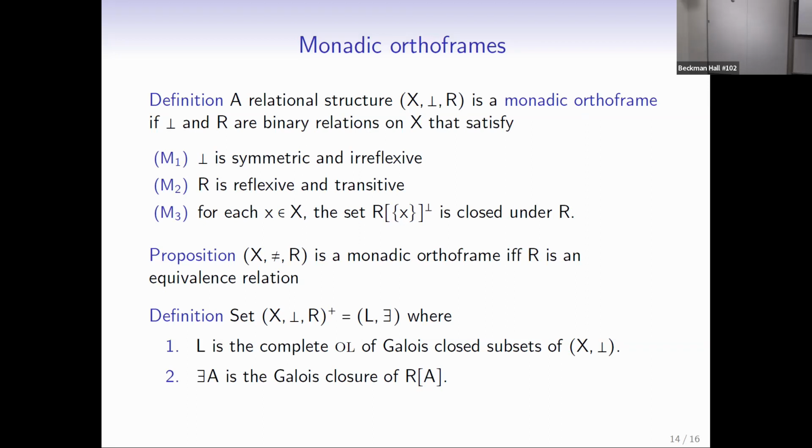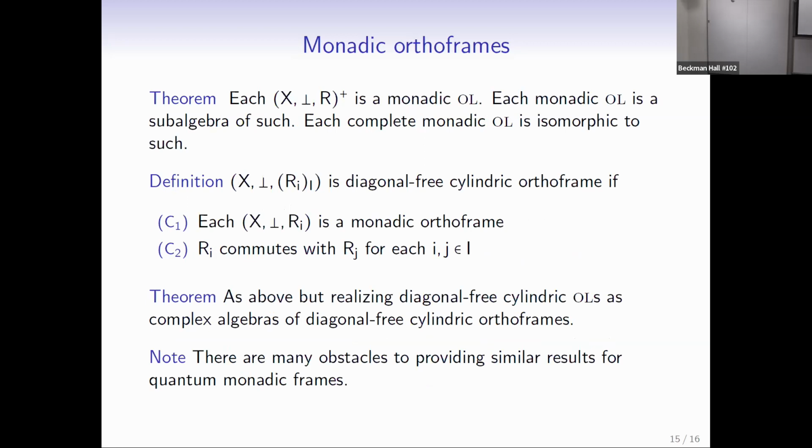And if I have a monadic orthoframe, the way I go back to get a structure is I take the Galois closed subsets of the polars of this thing, basically. And I define a unary operation on that by exists A to be the Galois closure of R of A. And each one of these things is a monadic ortholattice. Each monadic ortholattice is a subalgebra as such, and each complete monadic ortholattice is isomorphic as such. Basically, instead of working with the canonical extension here, I'm working with a MacNeille completion. Okay.